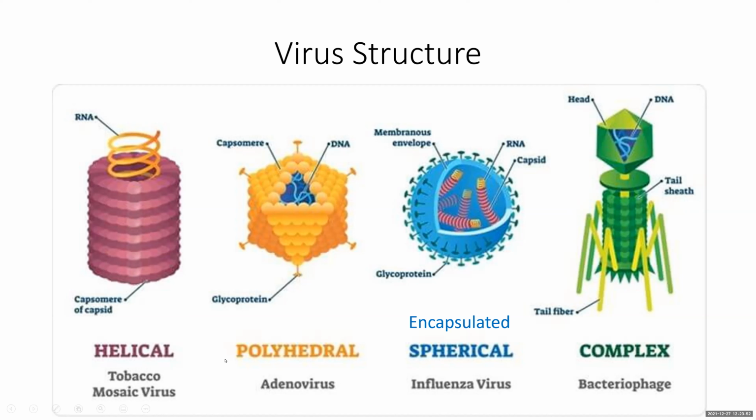And polyhedral or icosahedral is another shape. They look sort of geometric from the outside. There's another type that is going to be encapsulated or enveloped. Think about being inside an envelope. And that envelope is actually made of cell membranes stolen from the host cell. So it's going to be a phospholipid bilayer, and these are going to look spherical. So COVID-19 and the influenza virus are examples of encapsulated or enveloped spherical viruses. That is a type of structure that they can have.